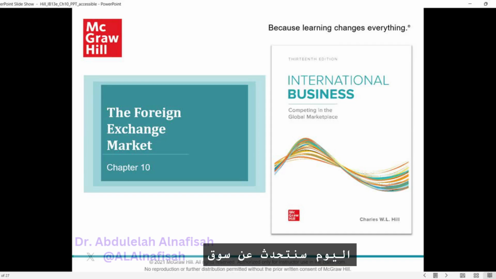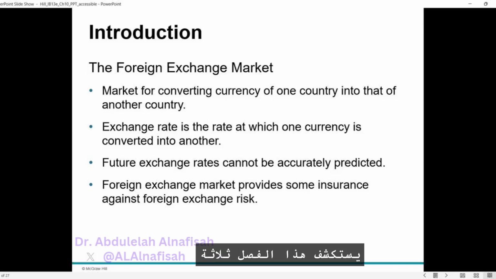Today, we will talk about the foreign exchange market. This chapter explores three main objectives. 1. Explaining the mechanics of the foreign exchange market. 2. Analyzing factors that influence exchange rates and the potential for prediction. And 3. Outlining how exchange rate changes impact international businesses.